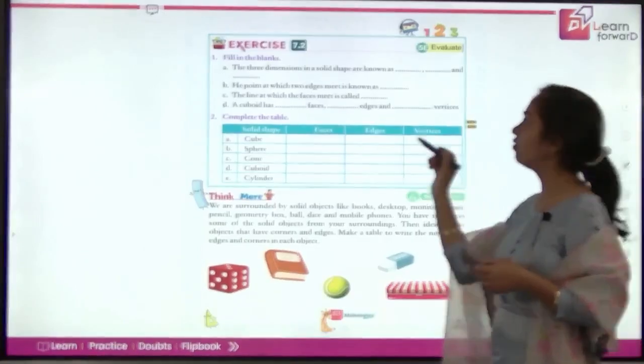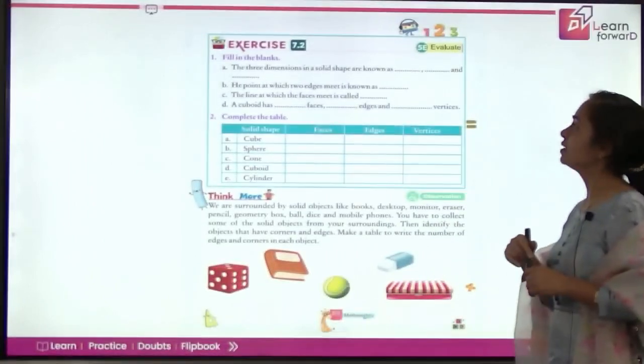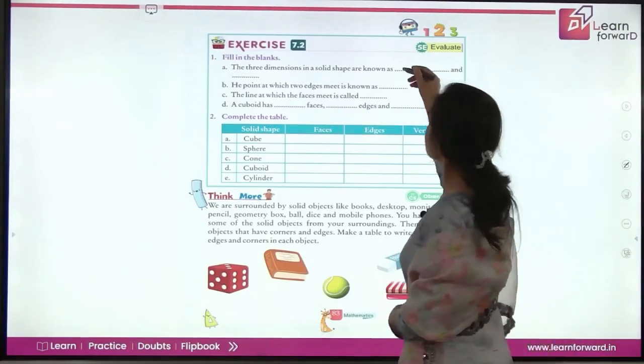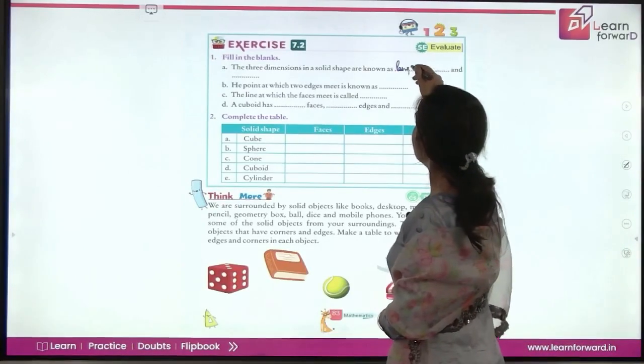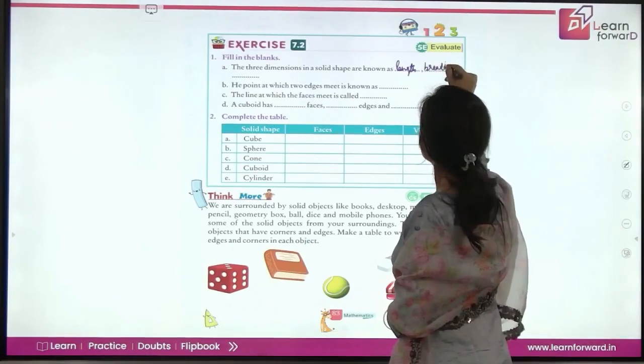Now here we have an exercise. Fill in the blanks. The three dimensions in a solid shape are known as dash, dash and dash. What are they called? In a solid shape they are, yes, length, breadth. You also call it width.